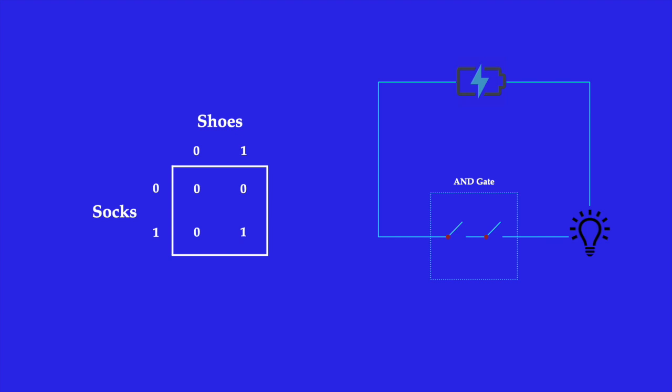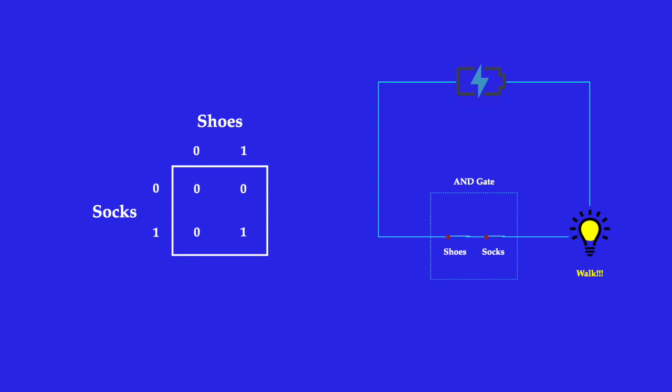Inside it are 2 open switches, 1 for shoes and 1 for socks. If I close shoes, nothing happens because socks is still open. But when I also close socks, it closes the loop and the light bulb lights up. It takes both to light a light bulb.